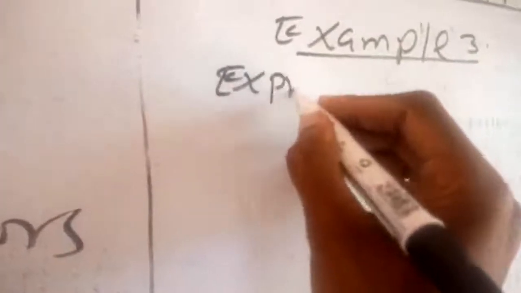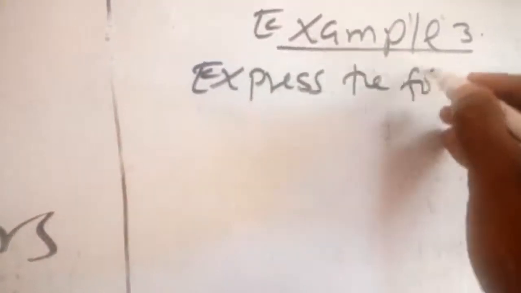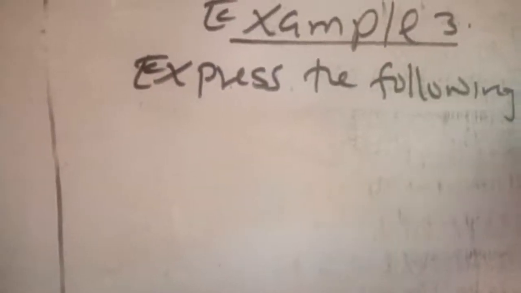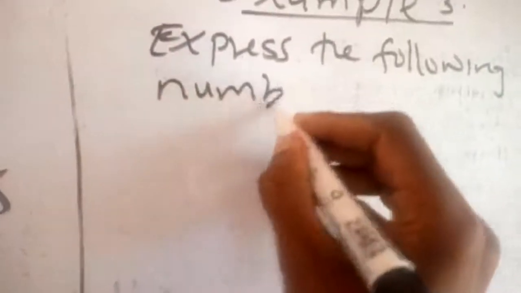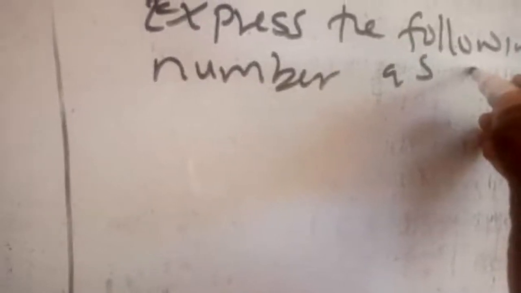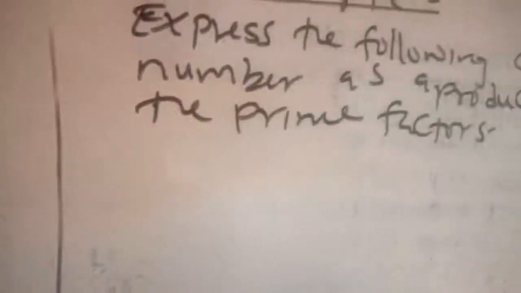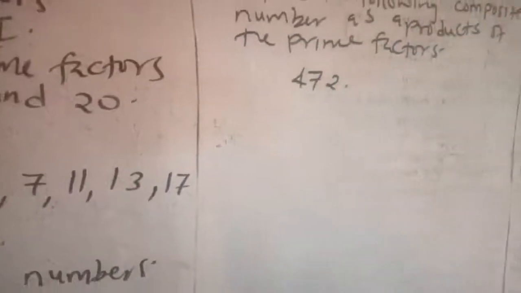As far as example 3 is concerned, the question reads, express the following composite numbers as a product of the prime factors. And the number given here in this example is 472. So how are you supposed to come up with the factors of 472?